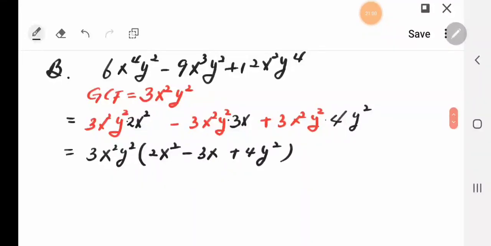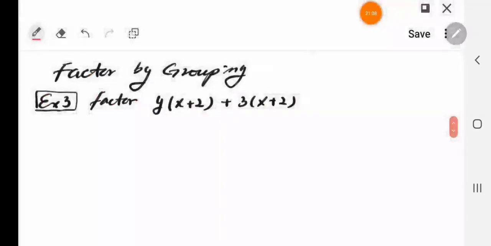Okay, that's it. Let's try different factorings. This time, factor by grouping. This example is related to factor by grouping, but actually if you see this, the common factor is this binomial x plus 2. So x plus 2 is a binomial factor, and that binomial factor occurs on both terms. So x plus 2 is a common factor.